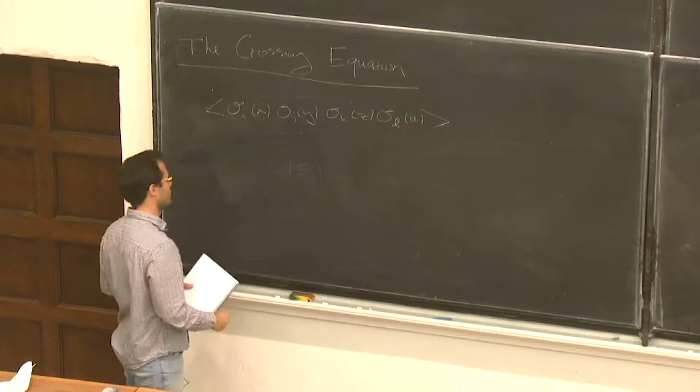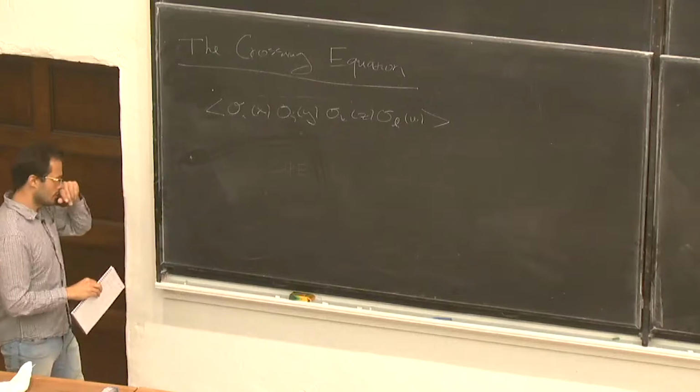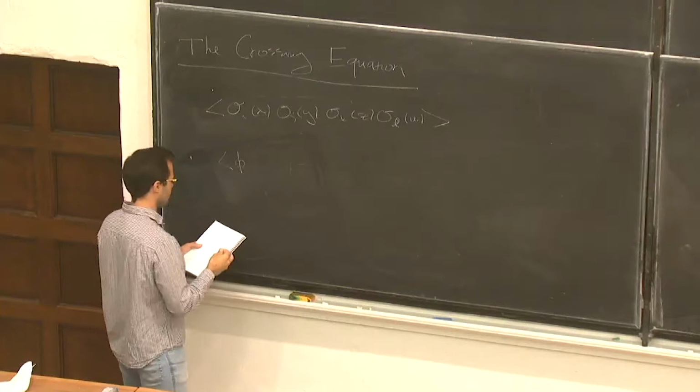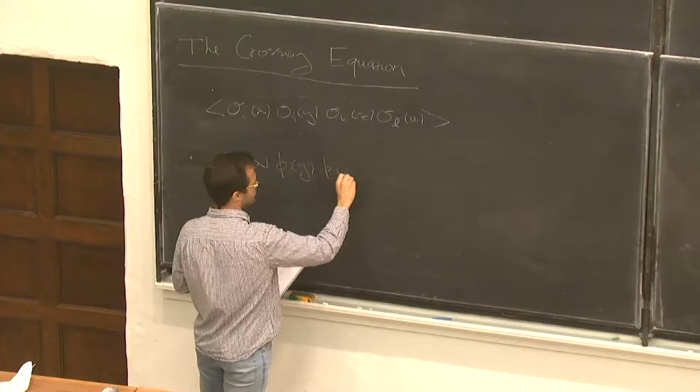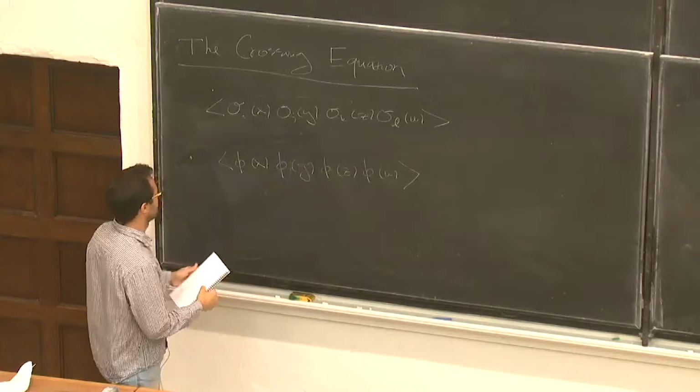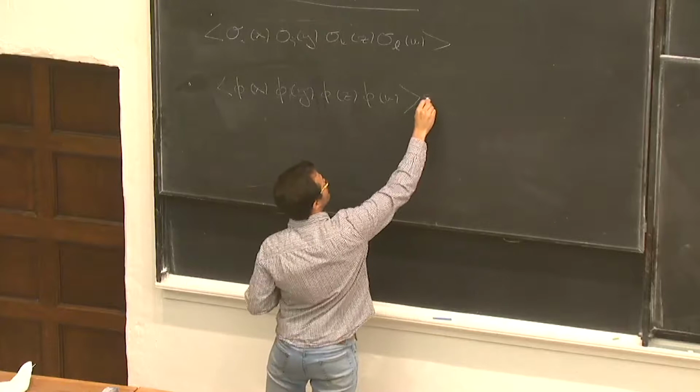So in the rest of these lectures, I'm going to focus on a specific four-point function, namely the four-point function of four identical scalars. So phi is a scalar primary operator. Now, we can use conformal symmetry to write this four-point function as follows.